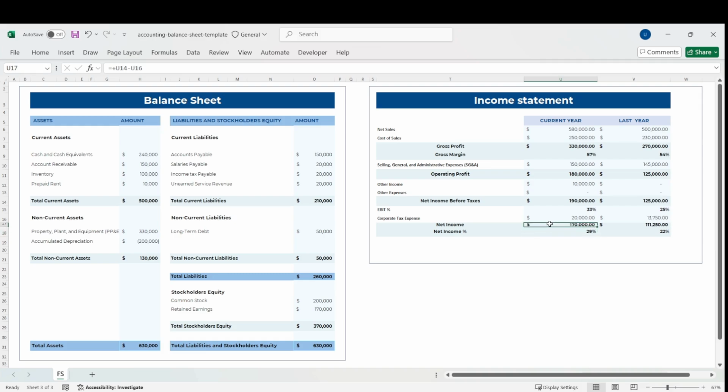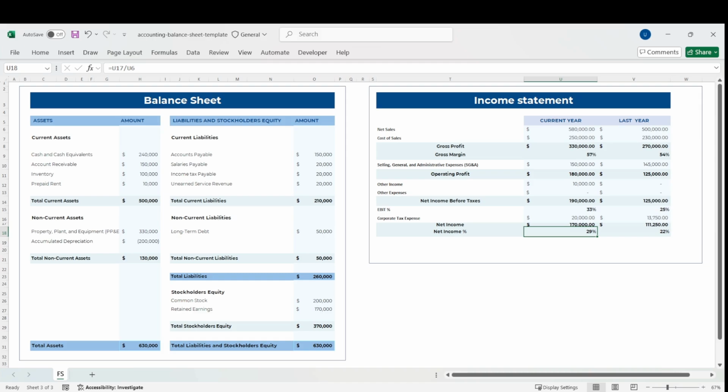And we have net income for the year of 170,000. Last year it was 111. So there is an increase of 52%. The net margin for the current year is 29%, while it was 22% last year. So this increase of net income reflects strong overall profitability. The improvement in the net income margin from 22 to 29% demonstrates that the company is generating more profit for each dollar of sales, which shows strong profitability.